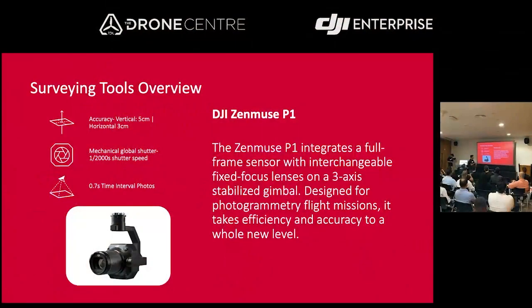And it also offers a 0.7 second time interval, in which every 0.7 seconds you are capturing the photos automatically, or you have the option to capture the photos manually. So the P1 also offers smart oblique features, which will be shown and explained later in the stages.